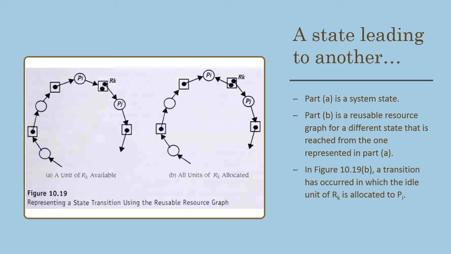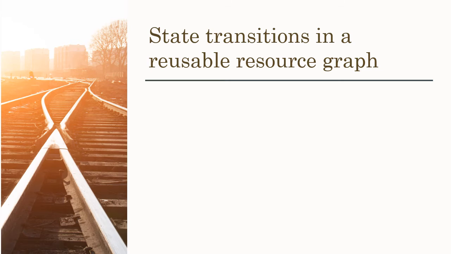In this figure, Part B, a transition has occurred in which the idle unit of Rk is allocated to Pi. Is Part B a deadlock? State transitions in a reusable resource graph.